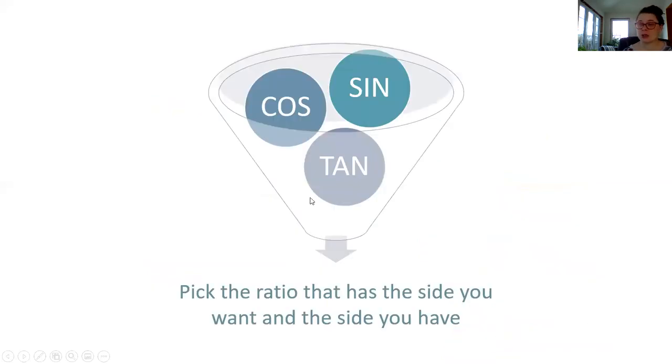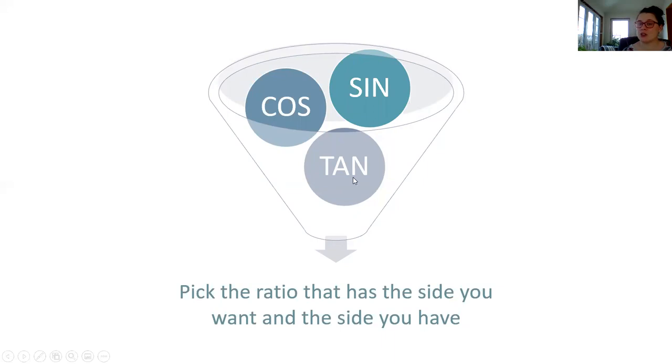Not a whole lot of examples, but there's a great practice sheet for you to work through that has some solutions. So how do you pick the ratio? That's one of the biggest questions that I usually get. Once people have the ratio, they're usually good with solving it. So to pick the ratio, you want to find the ratio that has the side you want and the side you have. So you've got sine, cosine, and tangent. To pick it, use process of elimination.